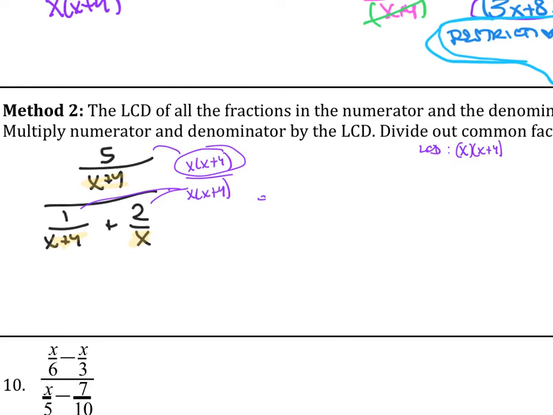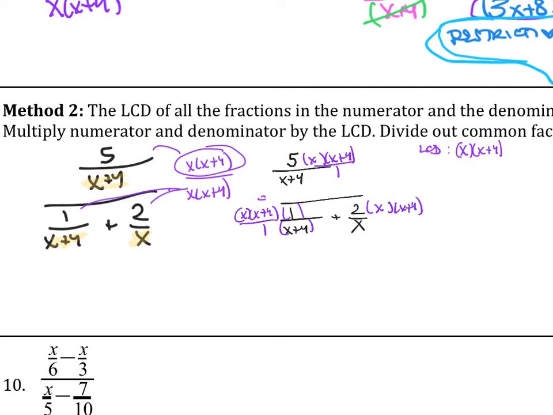So let me write that out so you can see what that looks like. So we have our 5 over the x plus 4. And so we're going to multiply this x times x plus 4 to the numerator. And that's really over 1, so that's why I'm writing it in the numerator space. Then in the denominator, I have 1 over x plus 4, and then I have the plus 2 over x. So again, I'm taking this x times x plus 4, multiplying it to this term here, and I'm also multiplying it to this term on the right as well. And so that's what's happening when I multiply the LCD to both the numerator and the denominator.